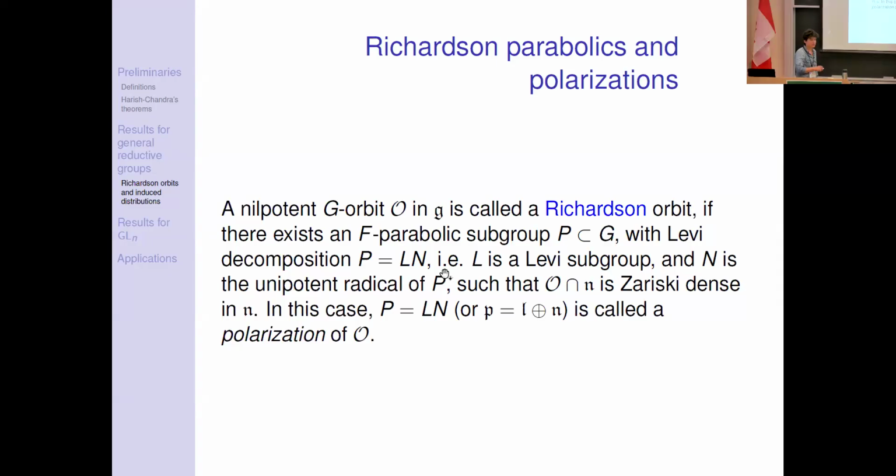So notice that it's very different from the Valacarta parabolic. I'll talk more about this with specific examples in GLN. And in this case, if you have such a parabolic, then the decomposition of its Lie algebra is called the polarization for O. Okay.